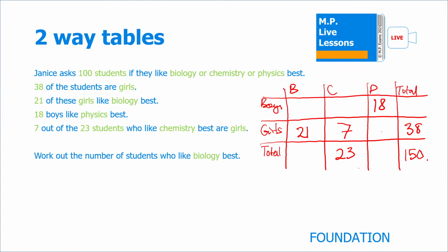For example, the total of 23 would be this column plus this column here. So we could do 23 minus 7, we'd get 16. So there's 16 boys and 7 girls who like chemistry to make a total of 23. We've got the number of girls, so 21 girls plus 7 plus another number of girls who like physics best, make a total of 38. That would be 10. Then we can infer from that the number of people who like physics best would be 28.